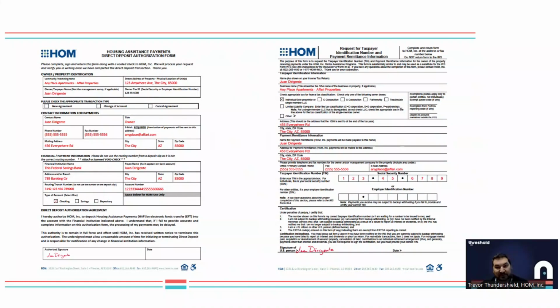So I'm going to go over the next 2 forms. These are the 2 ownership forms that we are going to need in order to verify that you are the owner of the property or manager of the property. First page is a request for taxpayer identification.